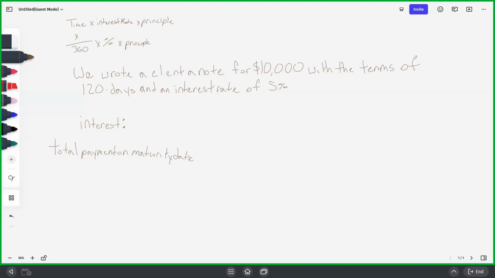So, can anyone give me the interest amount? Yeah, 166.67. Perfect. Did anyone not get this amount? Glad to hear. And what's the total payment? 10,166.67. Perfect. And that's how you do a note. And now we've successfully run through every single chapter and everything that'll be on the test.